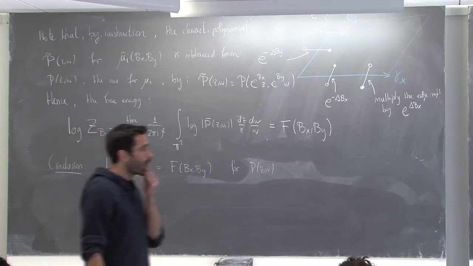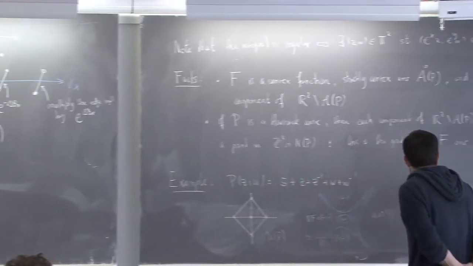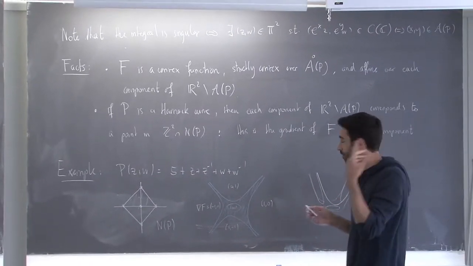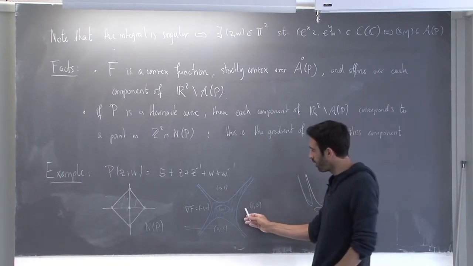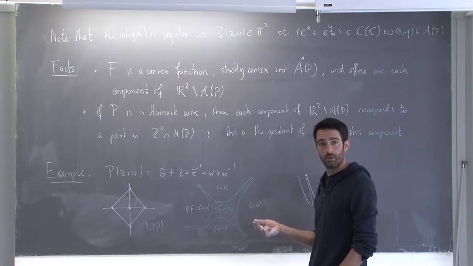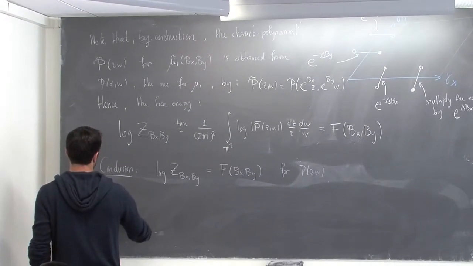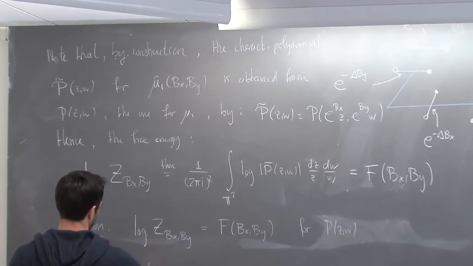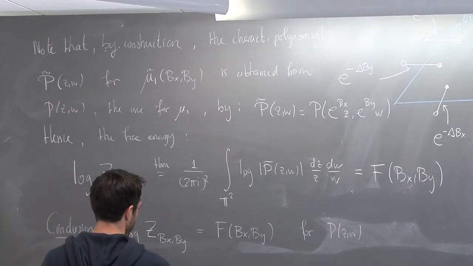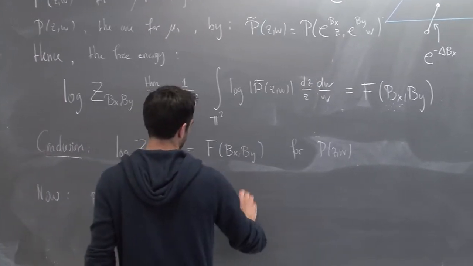So, okay, why is this related to the phases of the model? Because intuitively, I don't know if this intuition is correct for you, one thinks that the places where the free energy is not smooth are the places of phase transition, right? So now the places where the free energy is not smooth.